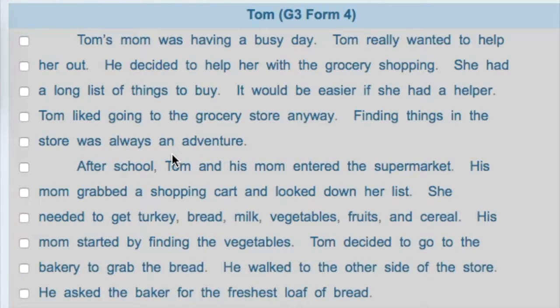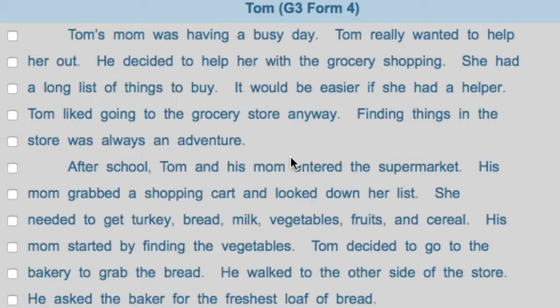Here's the first example. You simply click on the word that was an error. I'll pretend to read. "Tom's mom was having a bossy day." With the next sentence, I'll show an example of a miscue with an ending. Again, I'll pretend to read. "Tom really want to help her out." The ending was dropped on wanted, so I click it as an error.